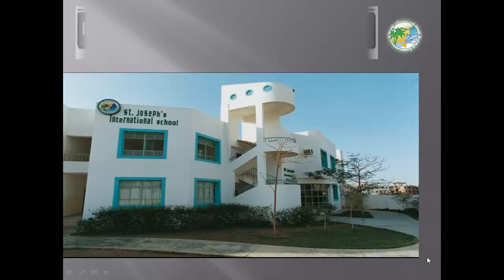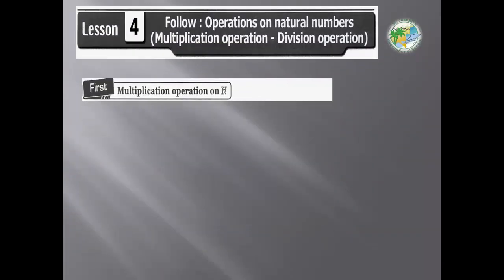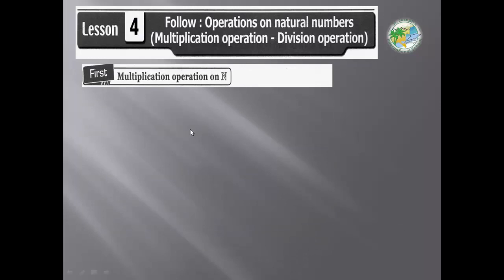Hello Primary 5, today we'll take lesson 4, following unit 1, operations on natural numbers: the multiplication operation and the division operation. Okay, multiplication operation on natural numbers.